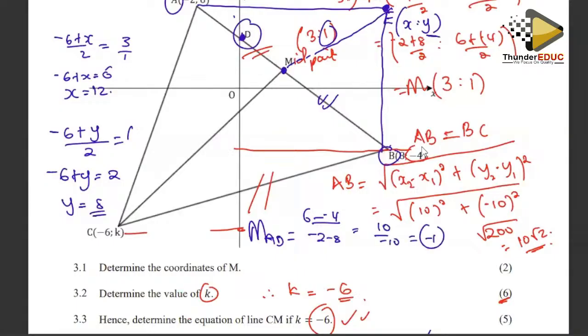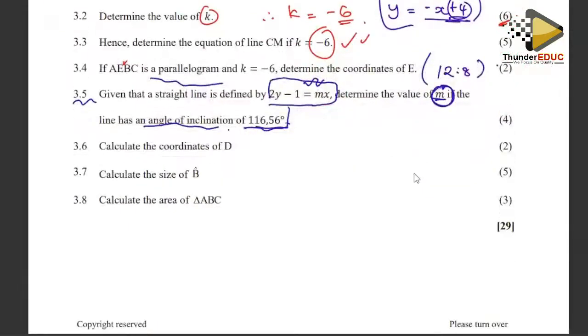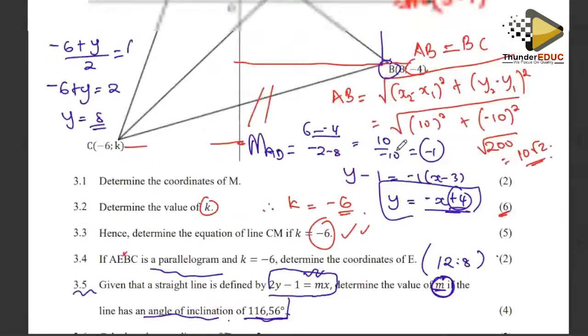Let me use 3 and 1 and say that y minus 1 is equal to -1 into x minus 3. So y becomes a -x plus 4. Okay, so this is our equation, and the y-intercept is 4, meaning that D is going to be just 4 with a 0. So 0 and 4 becomes the D. Then they want us to get the size of B.